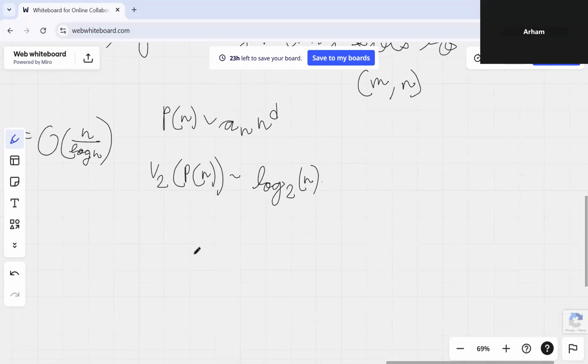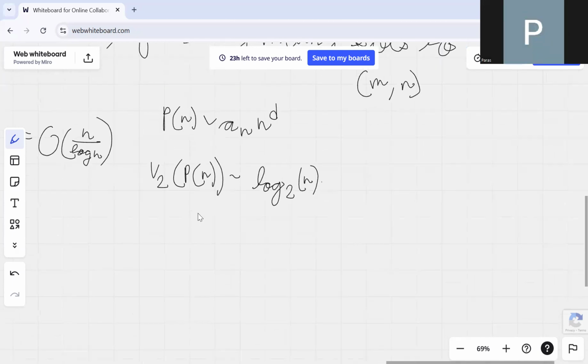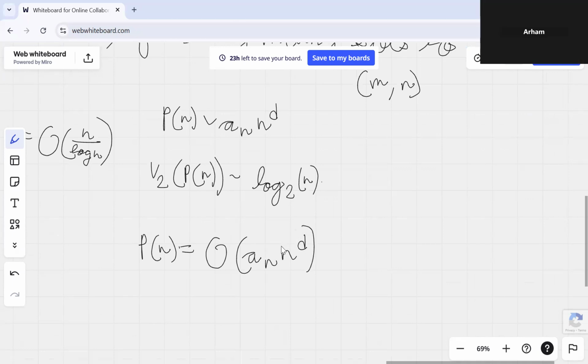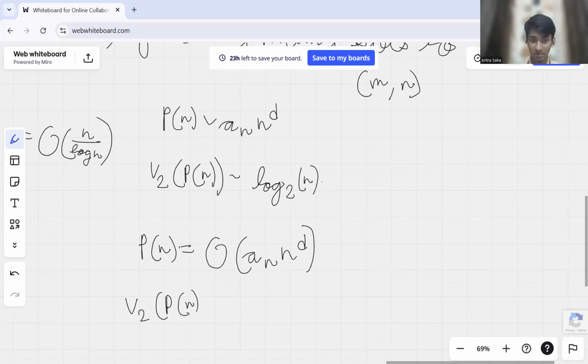But that doesn't make sense. Why? So P of n is O of a_d n to the power d, right? Yeah, that's right. So V2 of P of n, if you take it, a_d will go outside, so we don't get a_d because that's a constant, and we'll have d log 2 n, right?